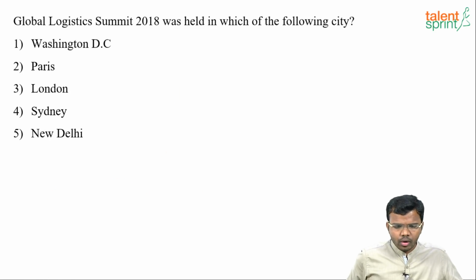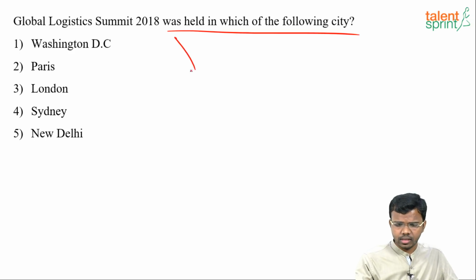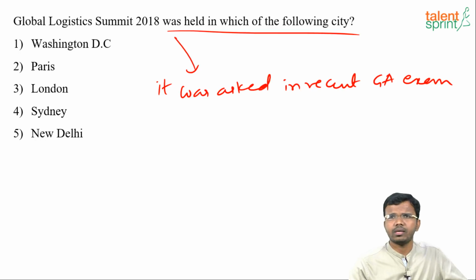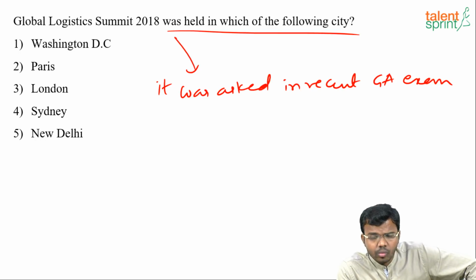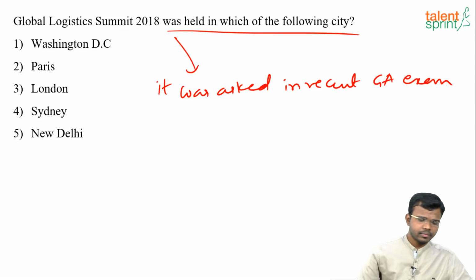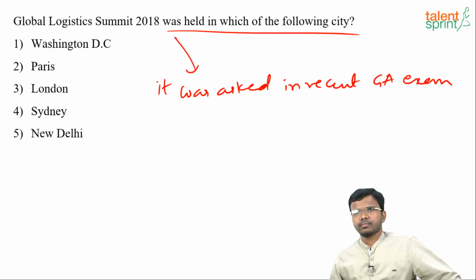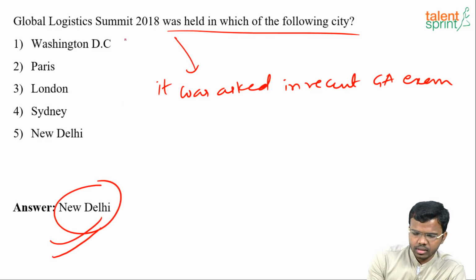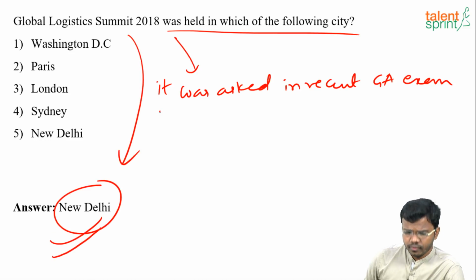Right. Global Logistics Summit 2018 was held in which of the following cities? This was asked in a recent GA exam. One of the GA exams might be SBI PO or clerk. Global Logistics Summit. Yes, where was it held? Yes, New Delhi is the right answer. Global Logistics Summit was held in New Delhi itself.